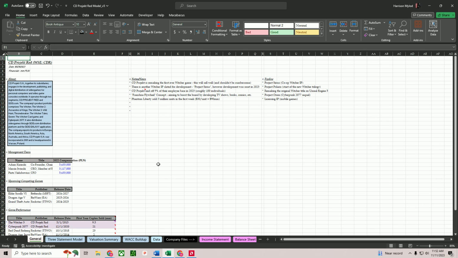Up here, just some notes and news that I keep track of. Their pipeline: they have a co-op Witcher game. They have Project Polaris, which is the start of the new Witcher trilogy. This is going to be the 4th installment of The Witcher. They are actually remaking the original Witcher title. From what I've read about this, it's going to be way more expansive than the original Witcher game. It's going to be completely open world, and they're really going to redo this game on a whole other level. And then you have Project Orion, which is the next Cyberpunk installment.